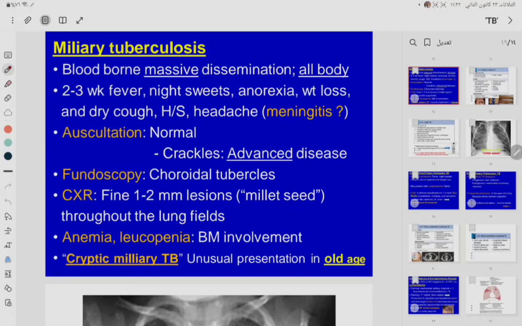Miliary tuberculosis is blood-borne, with massive dissemination all over the body. Two to three weeks of fever, night sweats, anorexia, drenching night sweats. That's what we ask about, the B symptoms. With our history: weight loss, dry cough, headaches, meningitis query. You don't know if he's having TB meningitis. Auscultation normal, and crackles.